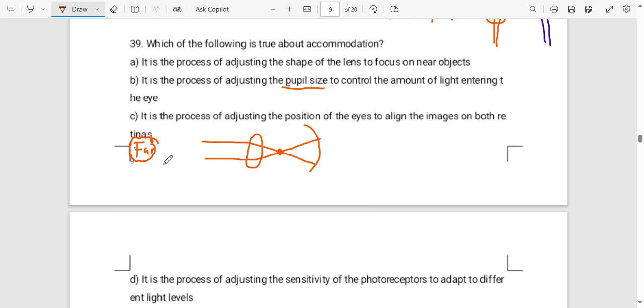What is the condition? Anyone? Pardon? Myopia. All right, thank you so much. So you can see near, but you can't see far.